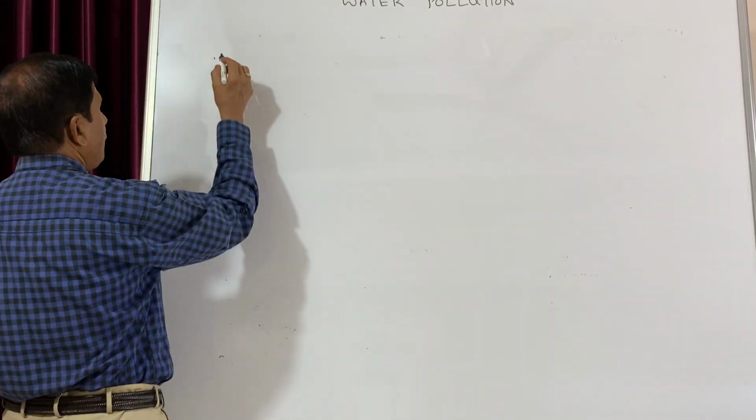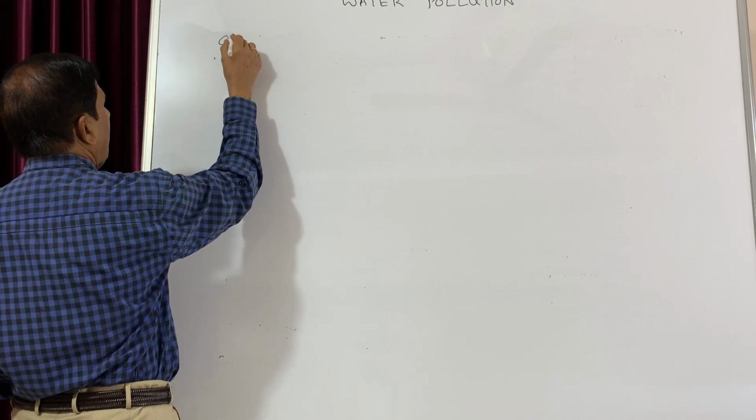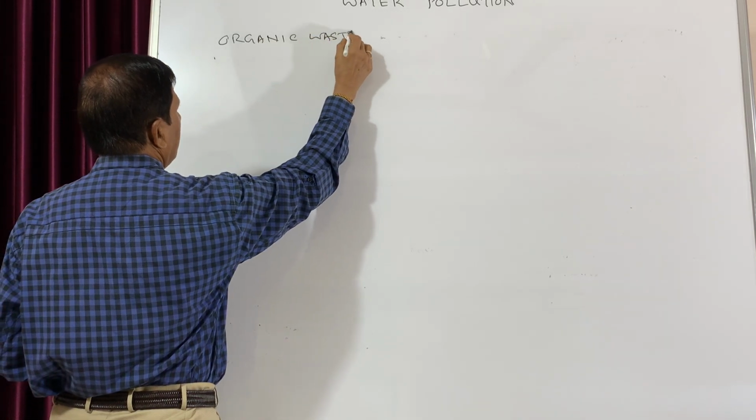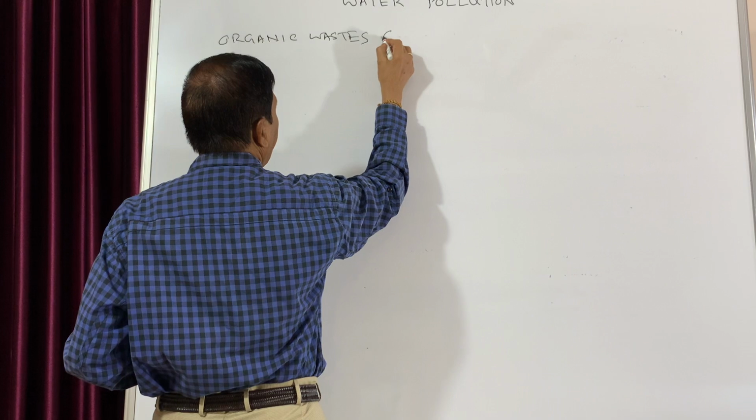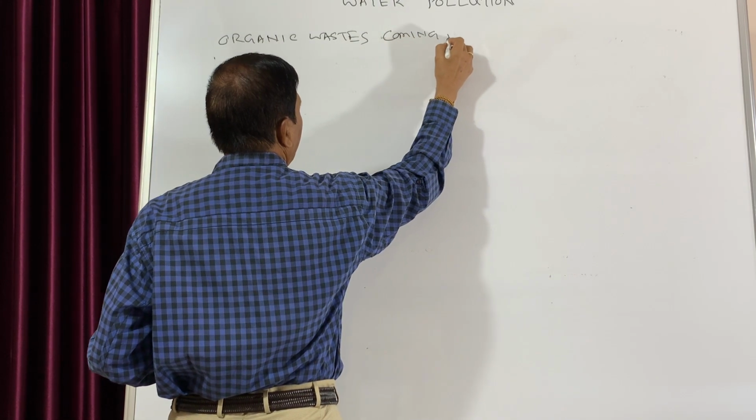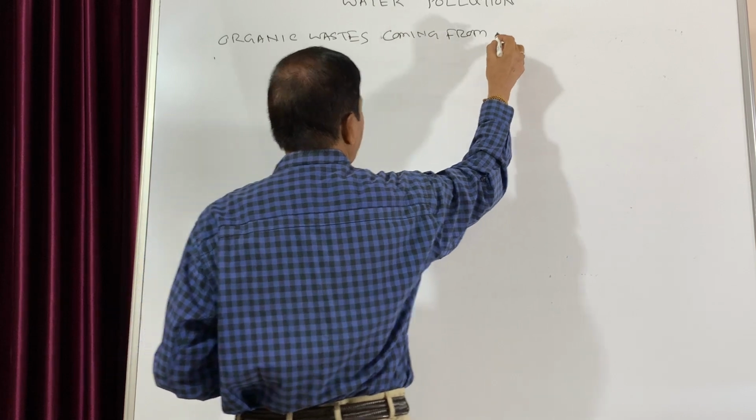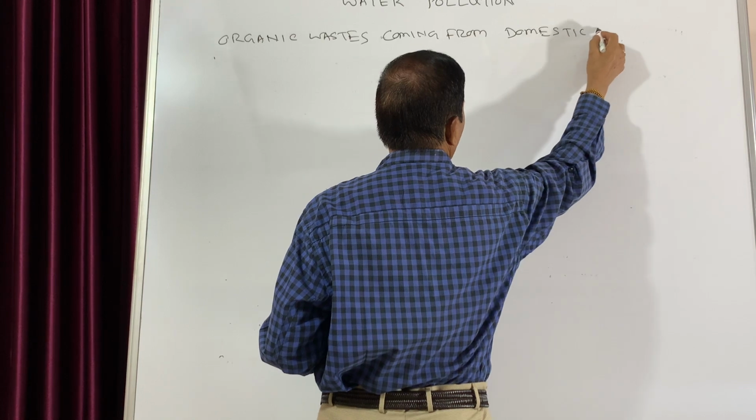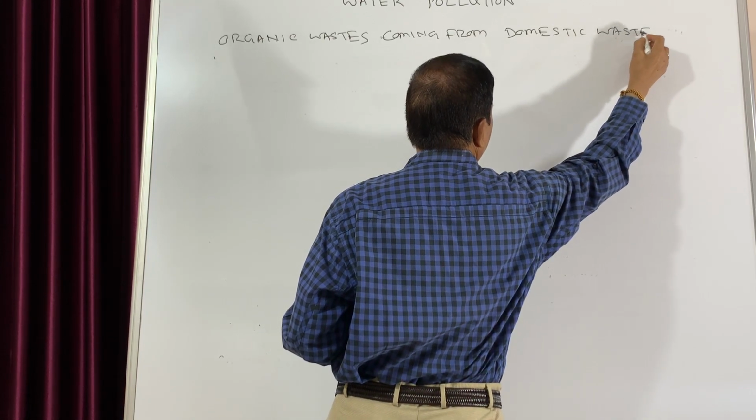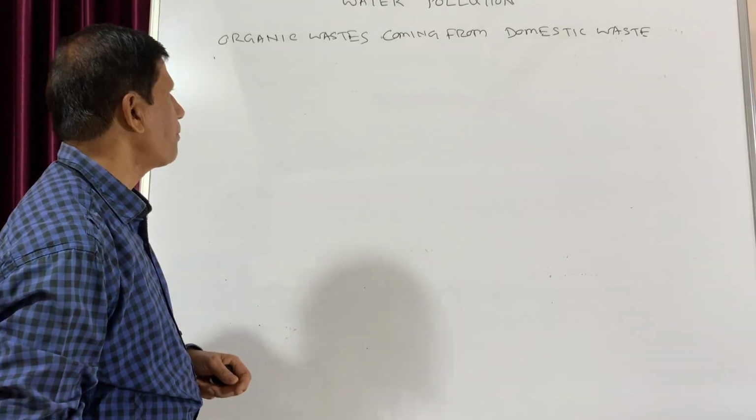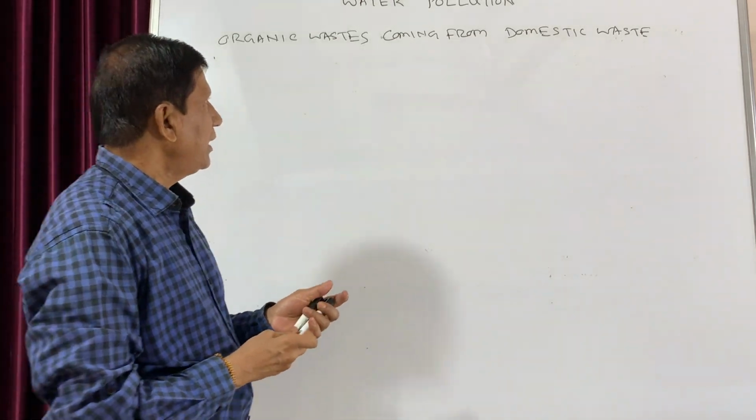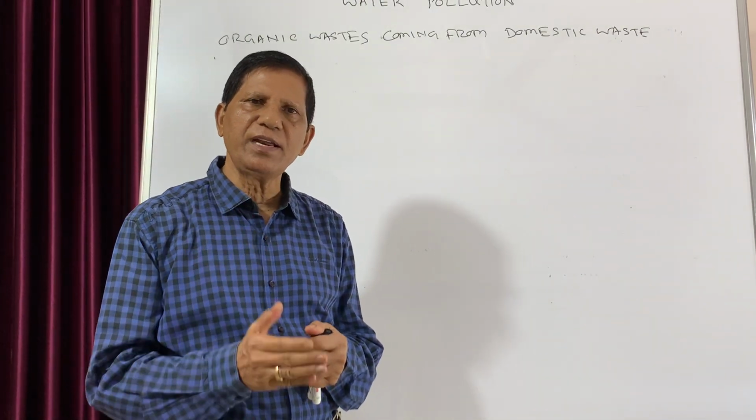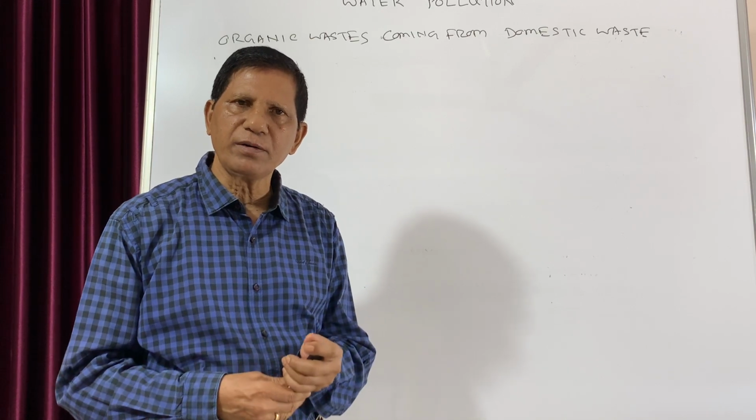So now our main focus is organic waste coming from domestic waste. This point we will highlight. Now, usually the organic waste comes from domestic waste. What are the different types of waste materials that come out from our household?